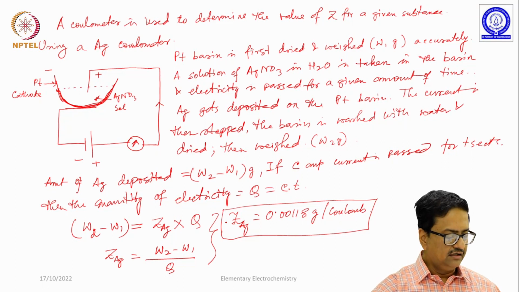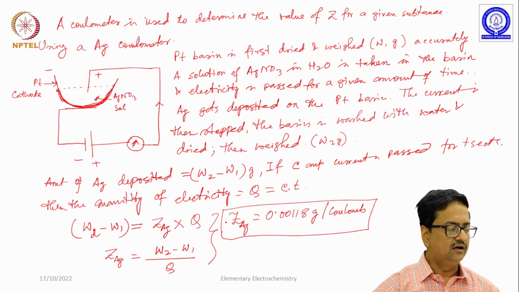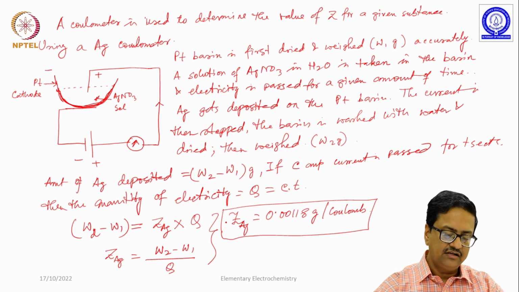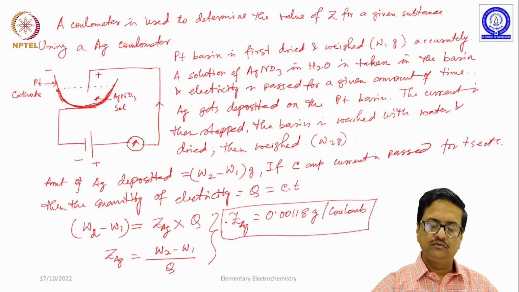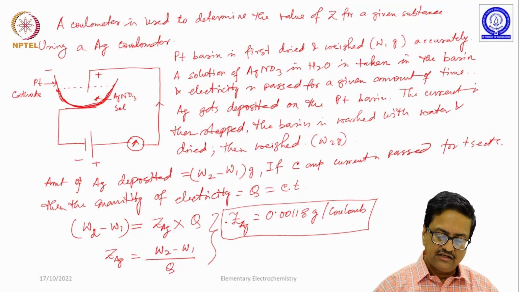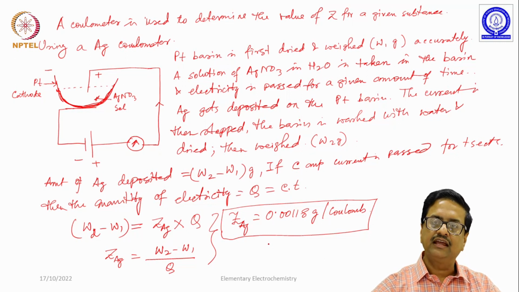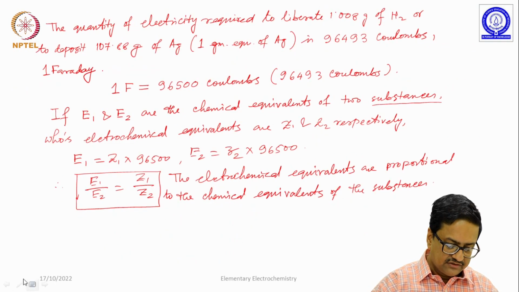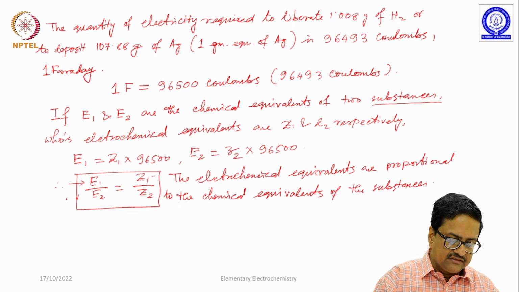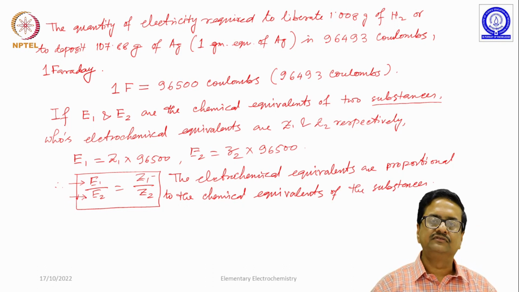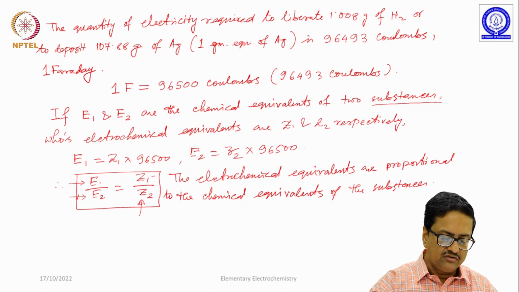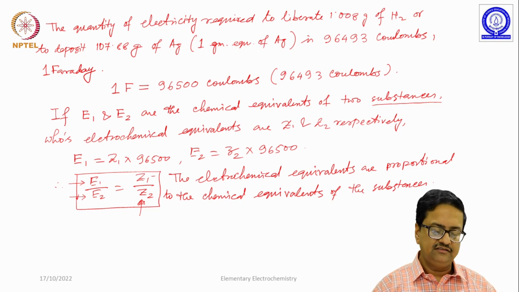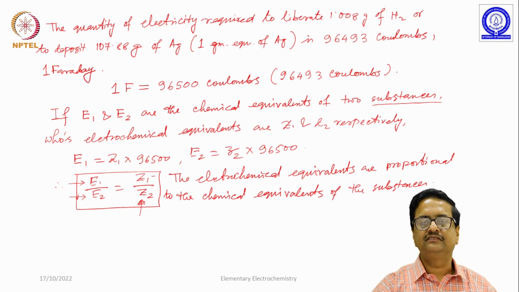So, one can determine the electrochemical equivalence of a substance using a silver coulometer, and eventually when you know the electrochemical equivalence of silver, then you can determine the electrochemical equivalence of any other substance using the equation that I have shown here. So, if you know the value of Z1, you get the values of E1 and E2, that is their chemical equivalents, that is the equivalent weight of those substances, then one can determine the unknown Z2 for the second substance, that is the other element or other gas that you are talking about.